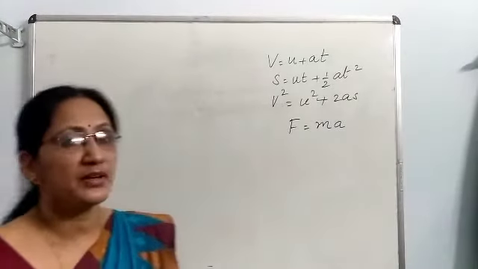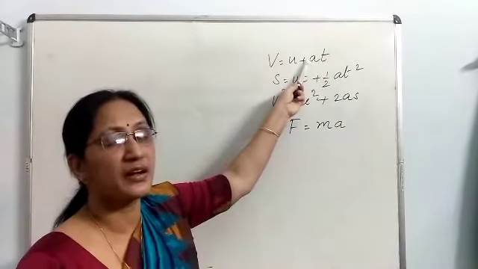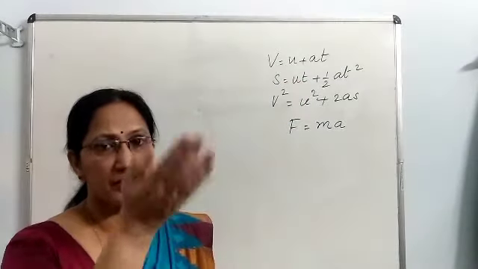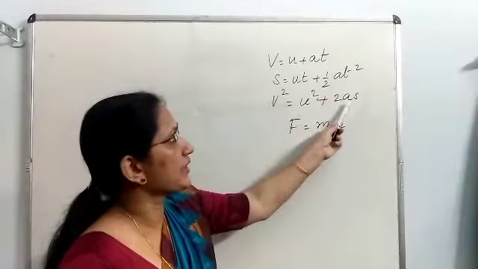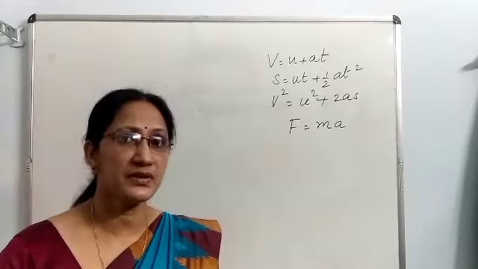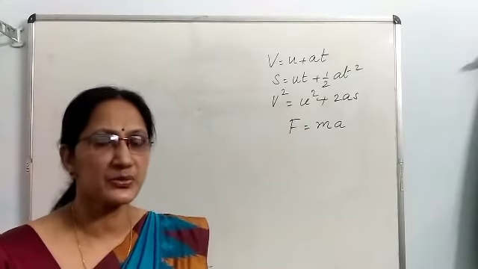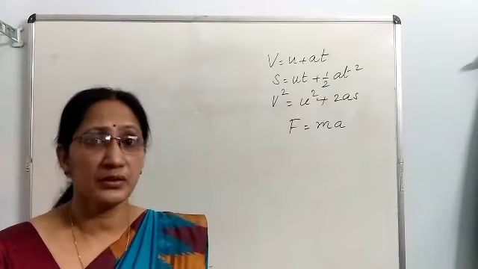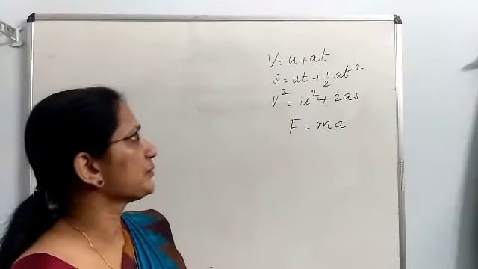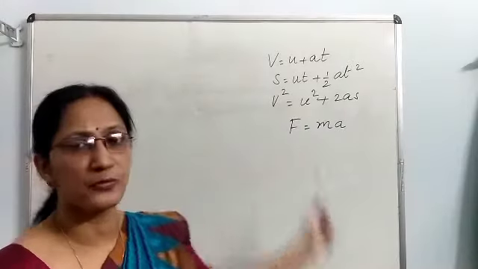Next point, if any body is falling towards Earth, its acceleration A must be taken as plus g, positive g. If any body is moving away from Earth, its acceleration must be taken as minus g. G value is 9.8 meter per second square or 10 meter per second square. Whatever value is given in the question, that must be used. If it is not given in the question, you are free to choose either 9.8 or 10 meter per second square. Then next, about the formula for force.